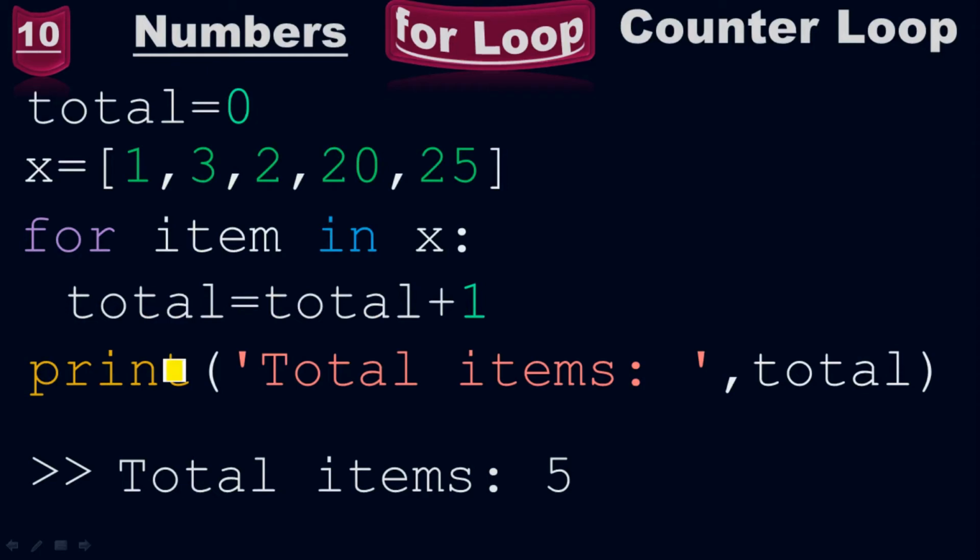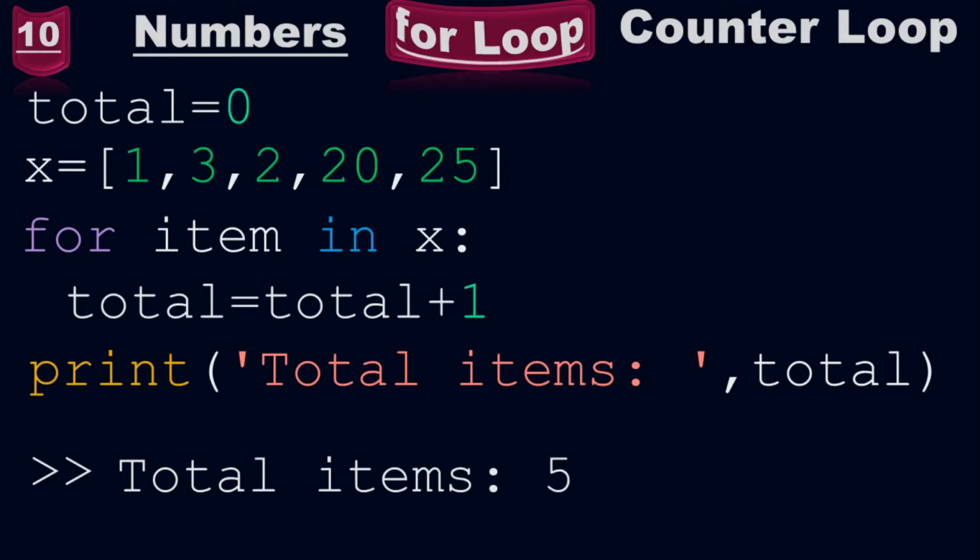When it comes to this print function, print of total items, space, comma, total. This total items with the colons is because of this statement. But look, we have a space here after the colons because of this space. If you put the space here, you will get a space here, and then comma total. Total are 5 items. So your final output will be total items are 5. This is one way to write the program.